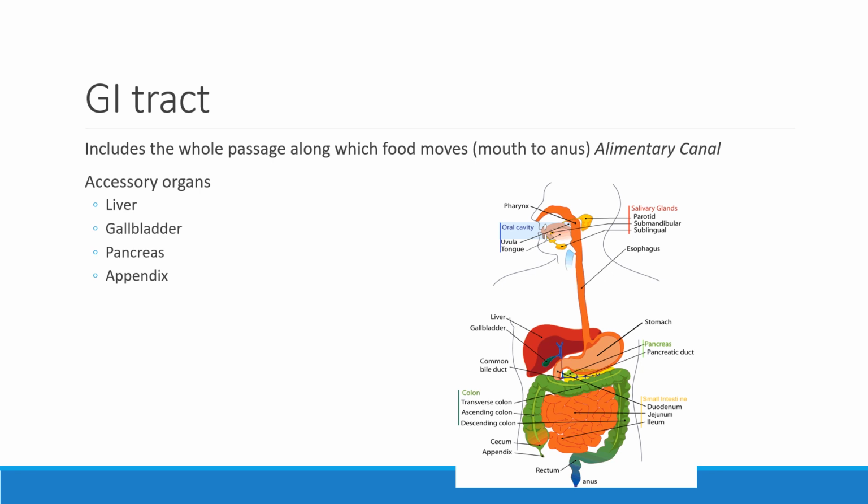There are accessory organs that are attached to the alimentary canal, which are the liver, gallbladder, pancreas, and our appendix. Our appendix is included in here. Although it does not aid in digestion, it can play a role in the diagnoses.